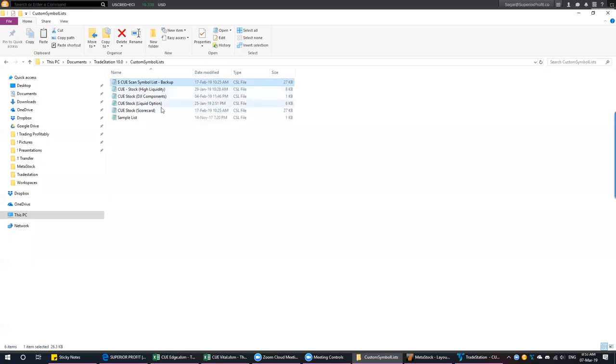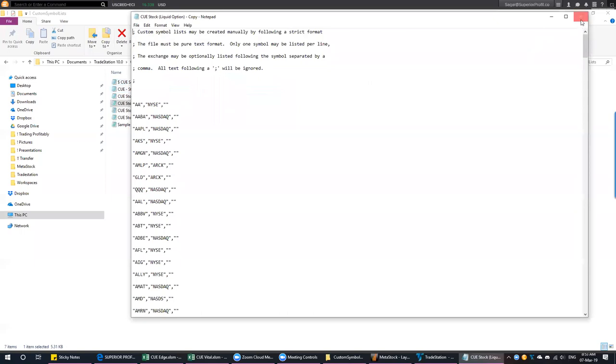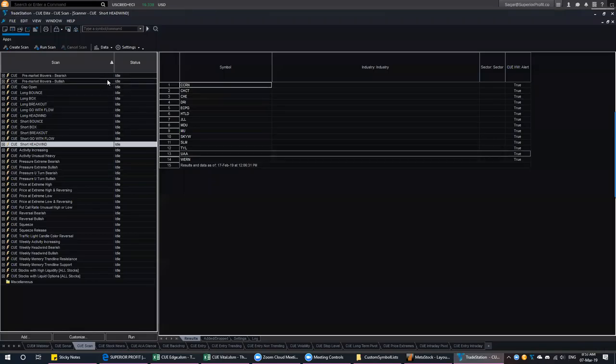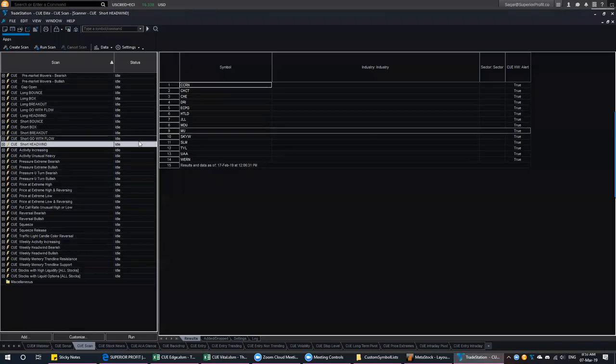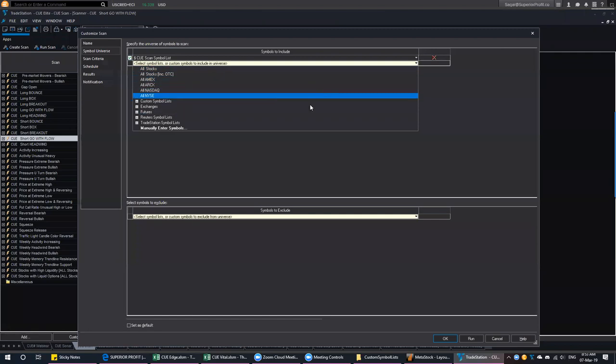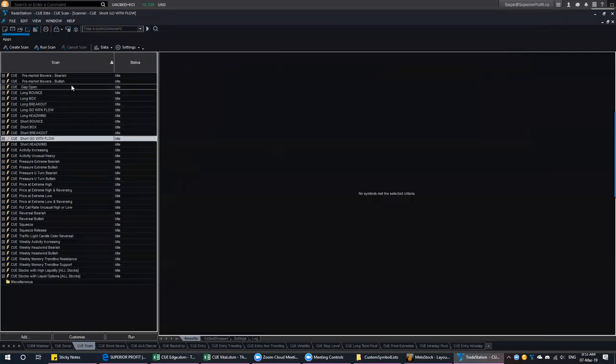And now suppose I want to run my scans on the list of stocks that have liquid options. So I'm going to copy that list and rename it as Q scan symbol list, because now all the scans are running on Q scan symbol list. With this single step, I'm able to change the scan list for all the scans, many, many scans, in a single step. Again, you could do that one by one by choosing the symbol list from here, but you will have to do it many times to change the list for all the scans.